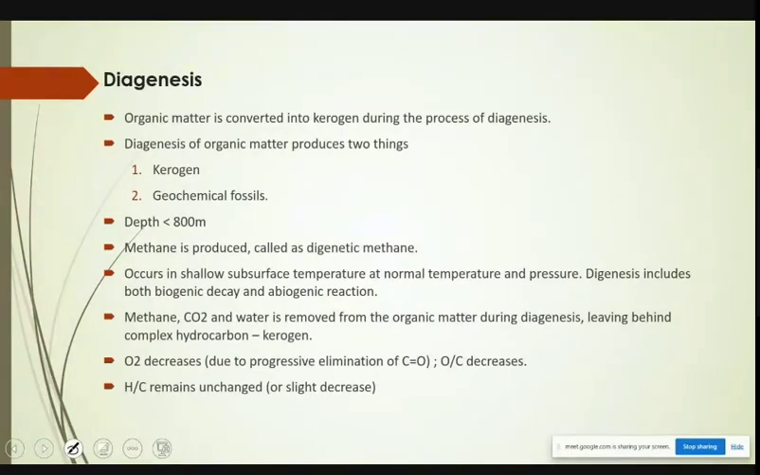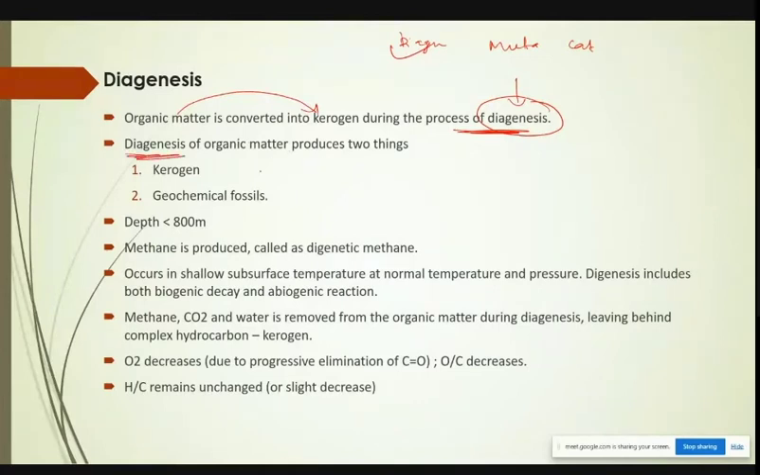So write down a few points about diagenesis. The first is organic matter is converted into kerogen during the process of diagenesis. This can be a question in the exam: in which process is organic matter converted into kerogen? Options can be diagenesis, metagenesis, and catagenesis. So you will have to take diagenesis. In diagenesis, we get two things in the final product, kerogen and geochemical fossil.